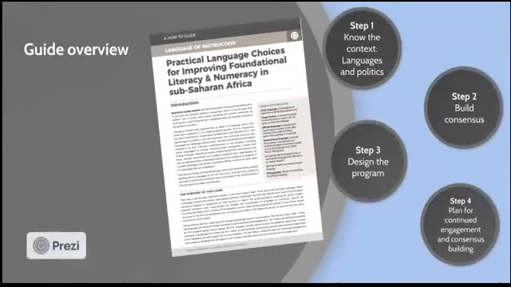The 4 steps in the Practical Language Choices Guide are setting the stage for children and the context to experience success in the primary years and beyond. I hope you find the guide useful in your efforts.